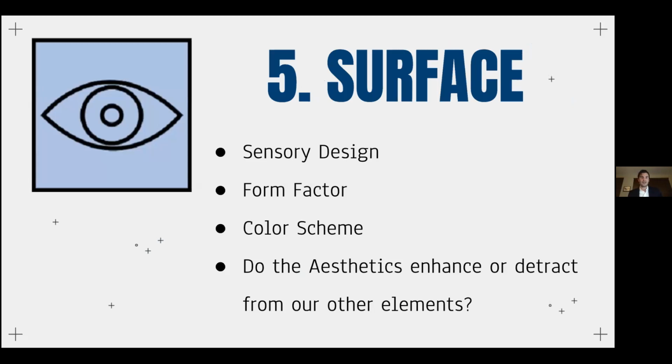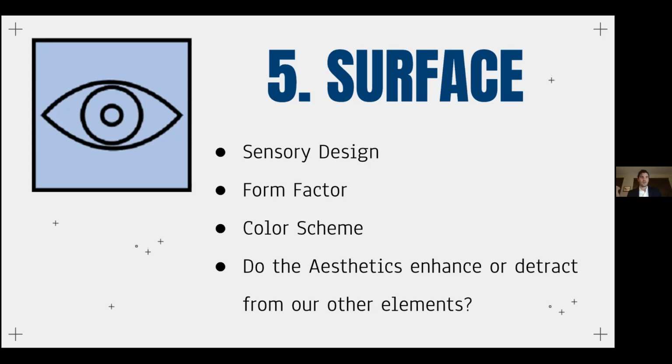So the fifth layer is the surface layer. And this is what people typically talk about when they talk about user interface. This is basically the color scheme, visual hierarchy. We had a lecture on this. I don't know if the juniors have seen the lecture on this yet, but essentially the surface of the app is what people see, and it could be what keeps them coming back.